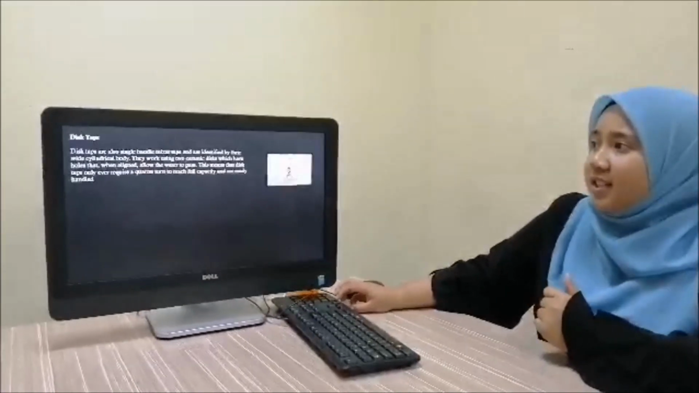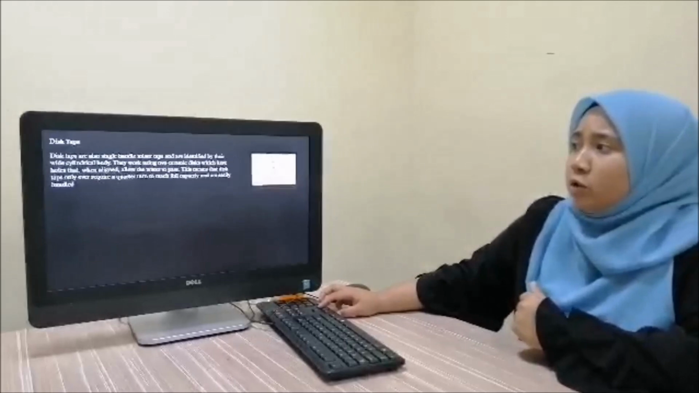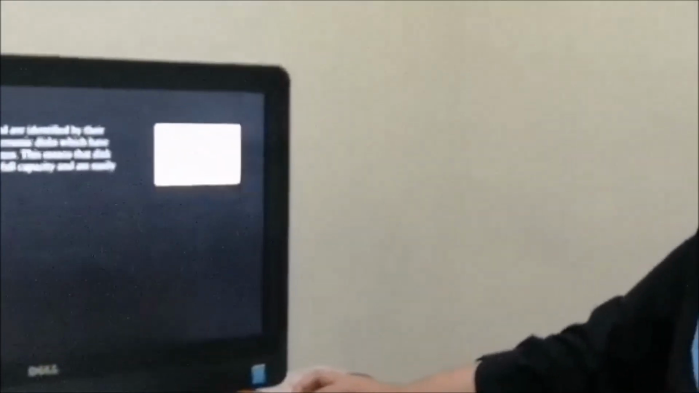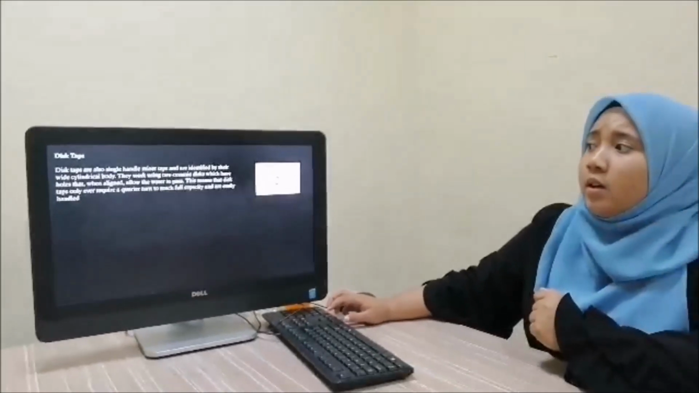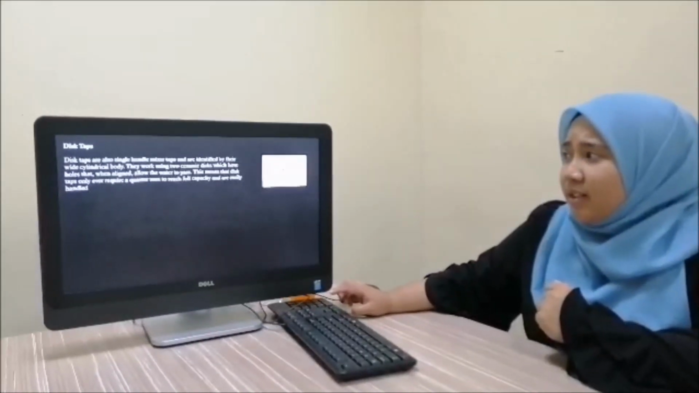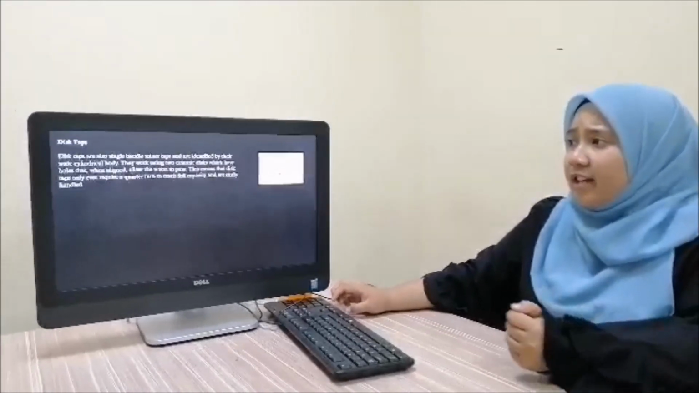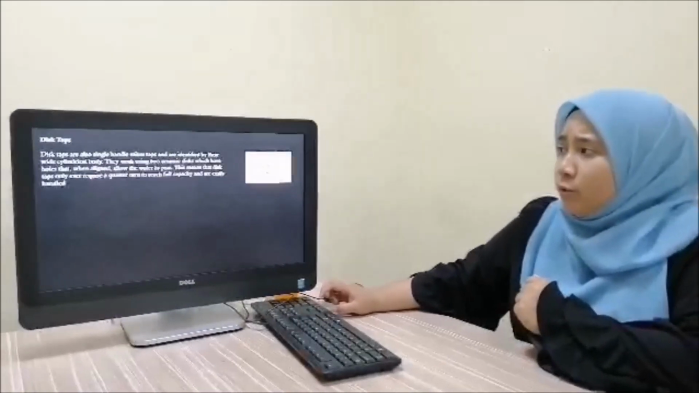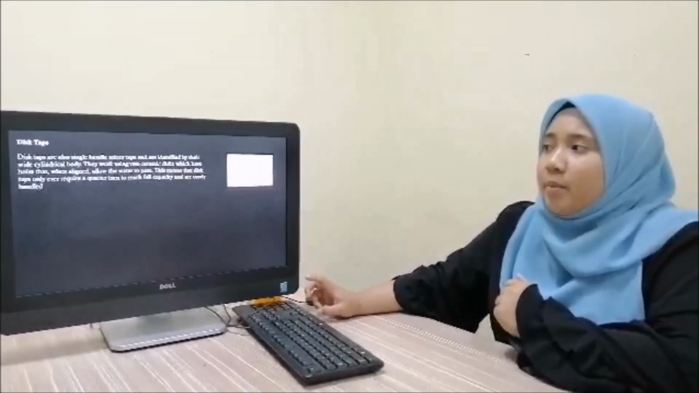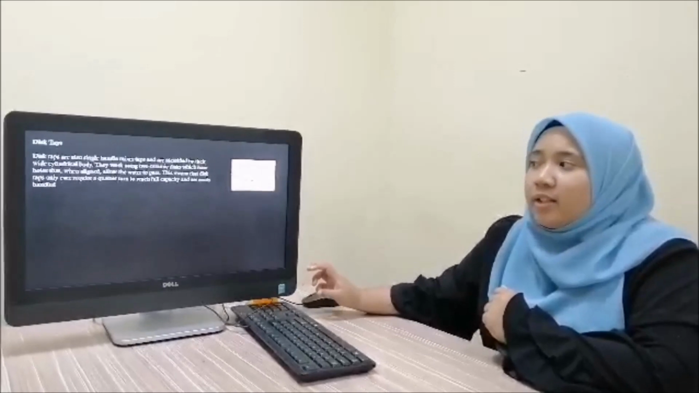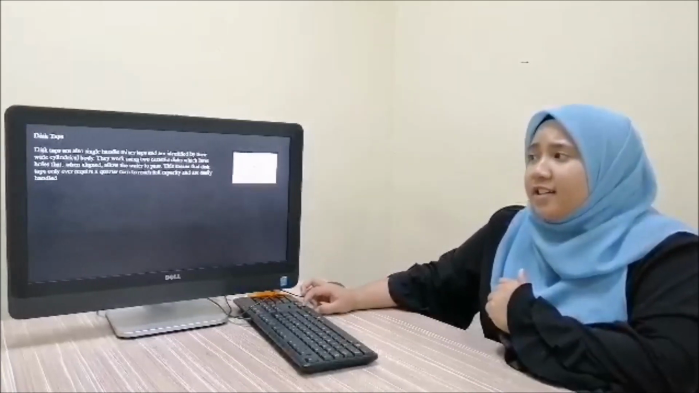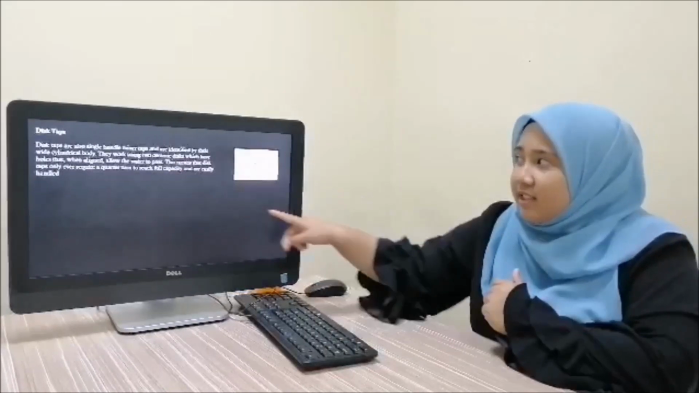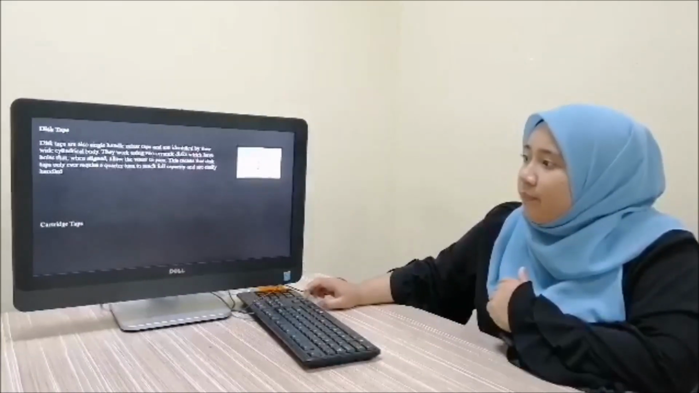The next one is the ceramic disc tap. These taps are also single-handed mixer taps and are identified by a white cylindrical body. They work using two ceramic discs which have holes that, when aligned, allow the water to pass. This means that this type only ever requires a quarter turn to reach full capacity and is easily handled. This one is this type, as you can see.